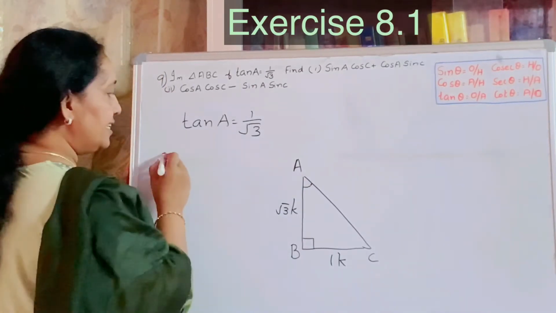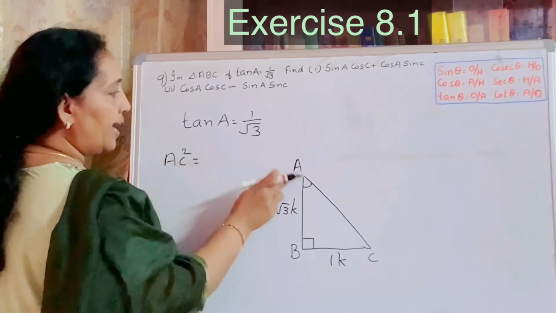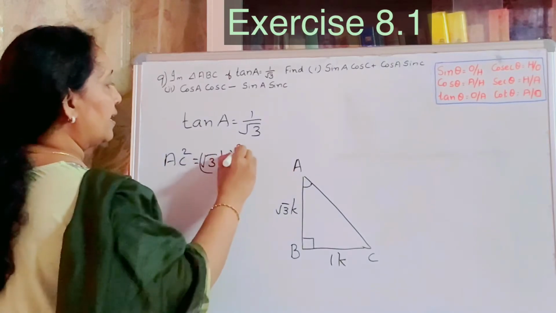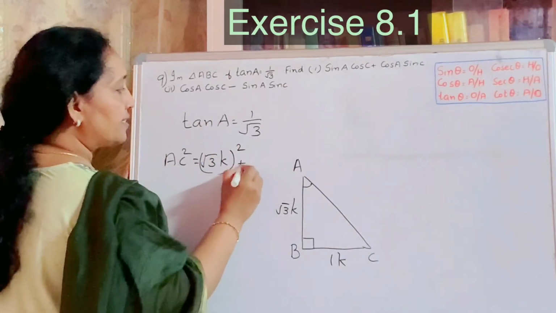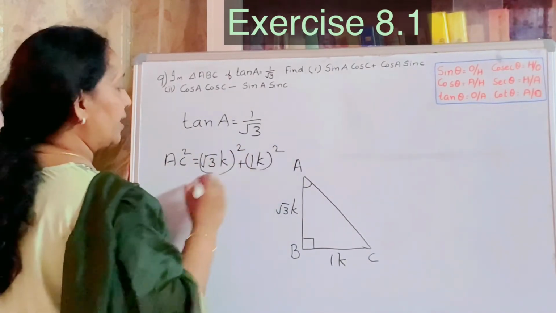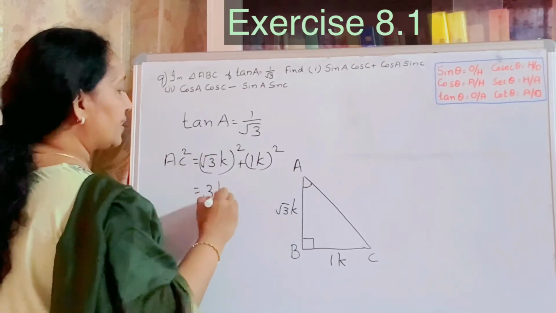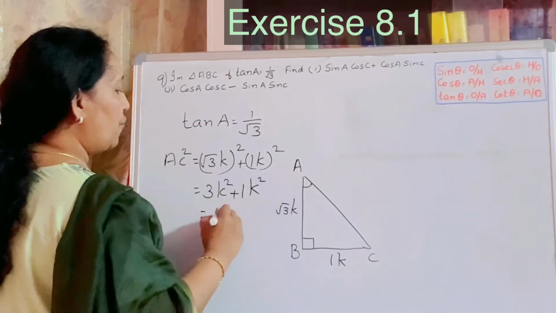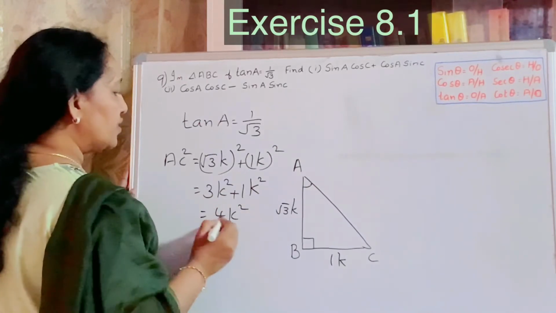That is AC square is AB square plus BC square. That means root 3k whole square plus 1k square. Root 3 square is 3, so 3k square, plus 1 square is 1, so 1k square. That is 4k square. AC square is 4k square.